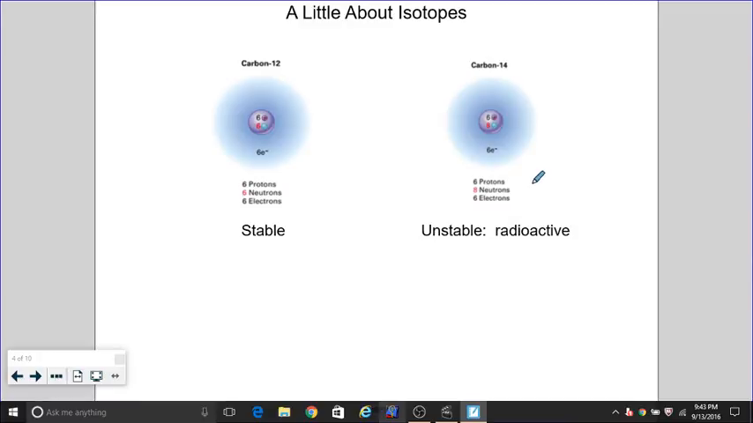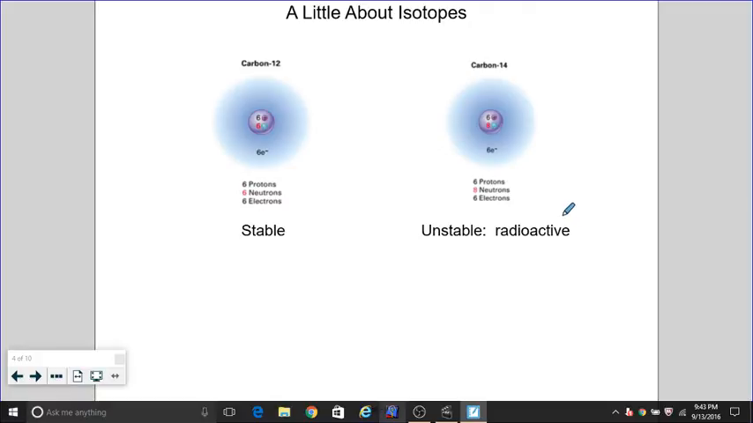When an isotope is unstable, it's called radioactive. And what radioactive means is that it's releasing little bits and pieces of energy. And eventually it will break down into a new element. The energy that it releases is called radiation. And although this can be dangerous, there are a number of uses in science.